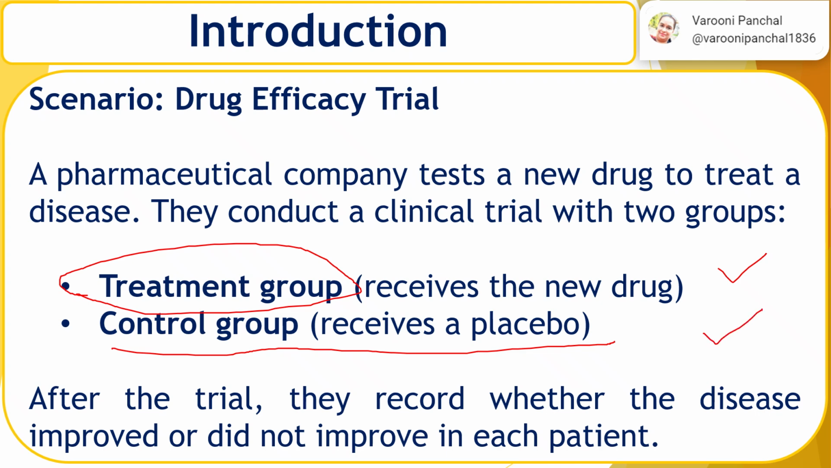for treating a disease. Now after the trial they record whether the disease improved or did not improve in each patient. Here, placebo is nothing but an empty drug. It does not have any effect on the patient's body. It's just a dummy treatment, and the only intention is to check whether the treatment group improved or did not improve. That is the concern.